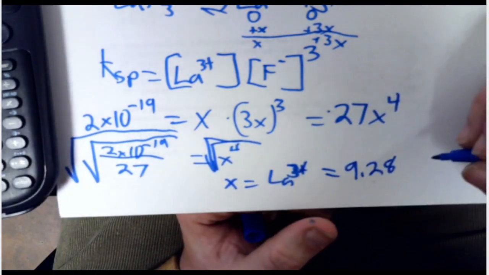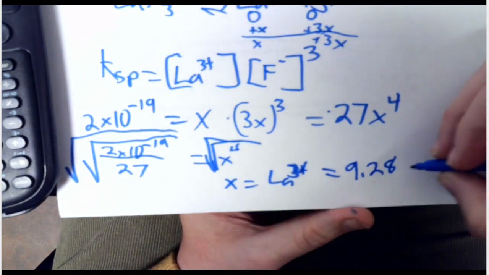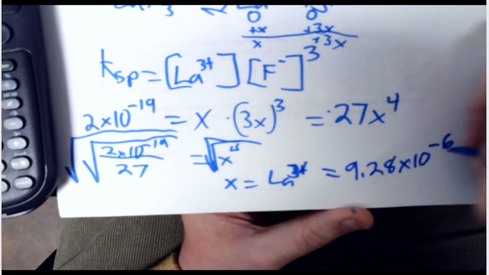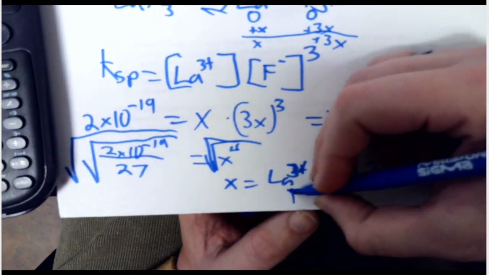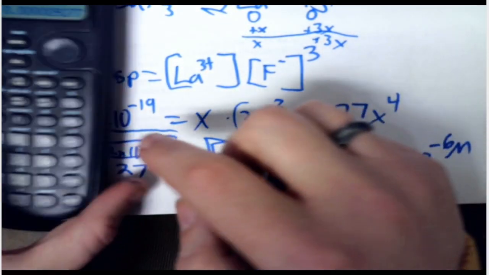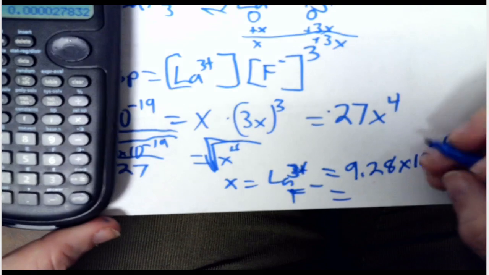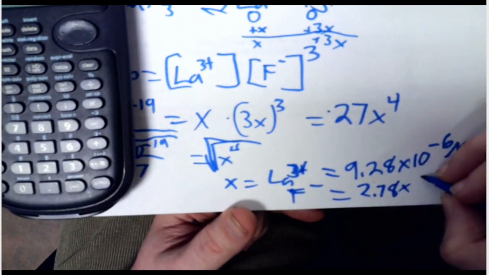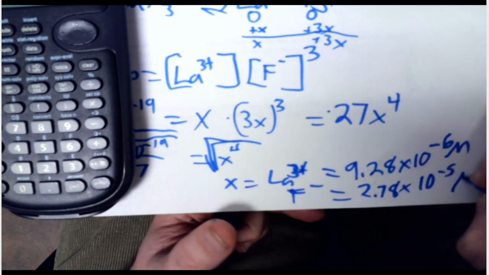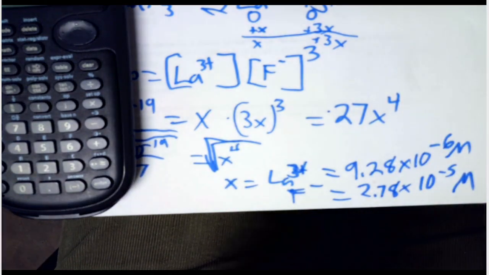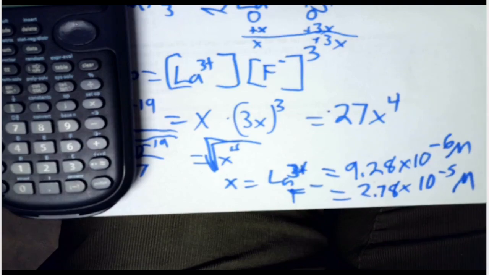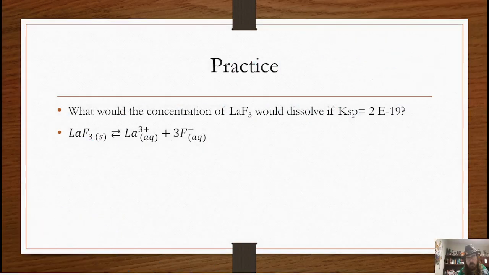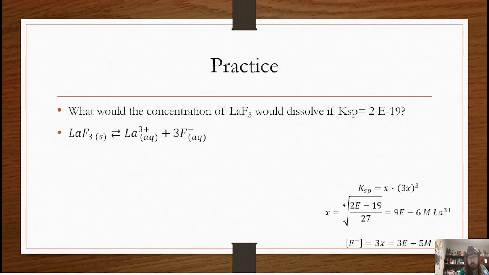9.28 times 10 to the negative 6th molar, and F minus is just going to be 3 times that. So that's going to be 2.78 times 10 to the negative 5th molar. But it's doable. It's doable. That one is one of the more challenging ones, but it's doable. I rounded those, but yeah, it's good enough.